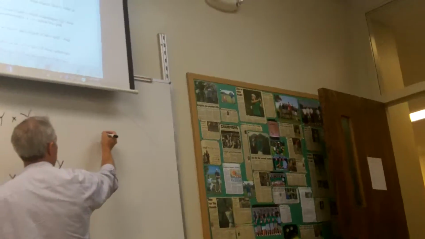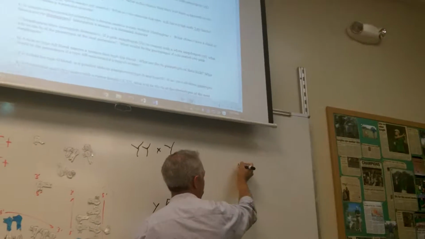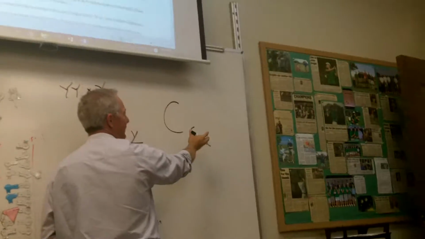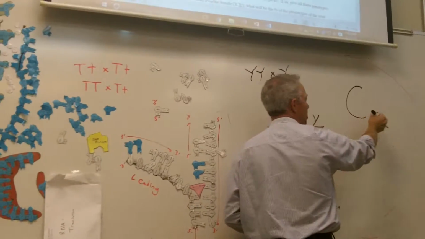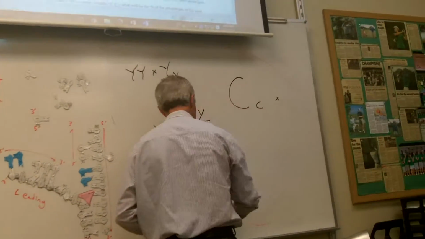Big Y, little y, or little y, little y. Let's use C. Little c. No, she's big C, little c. She's a carrier. The carrier doesn't have it, they're just carrying it. So she's got the normal gene and the cystic fibrosis gene. That's her, and she marries a normal man.